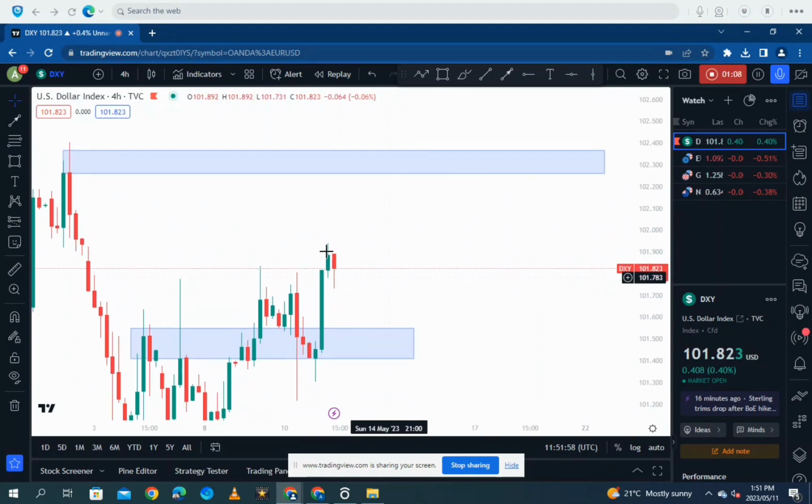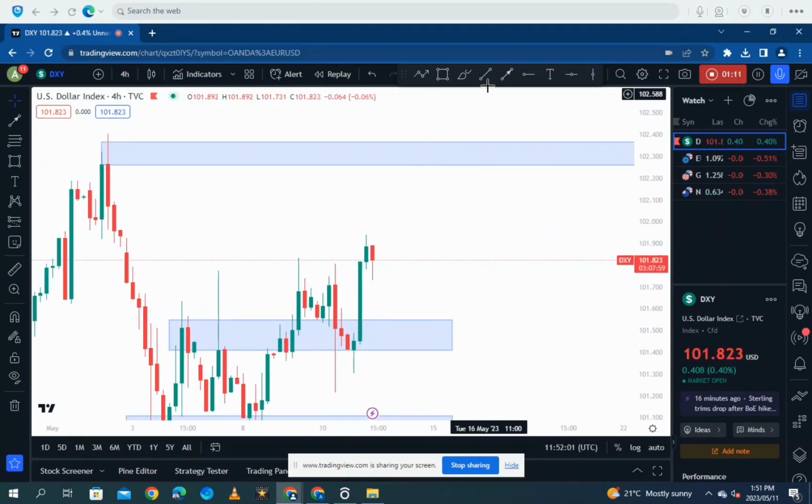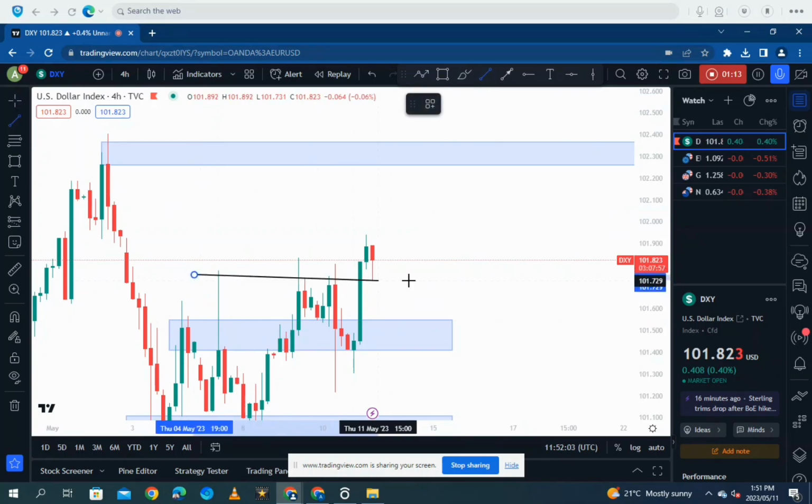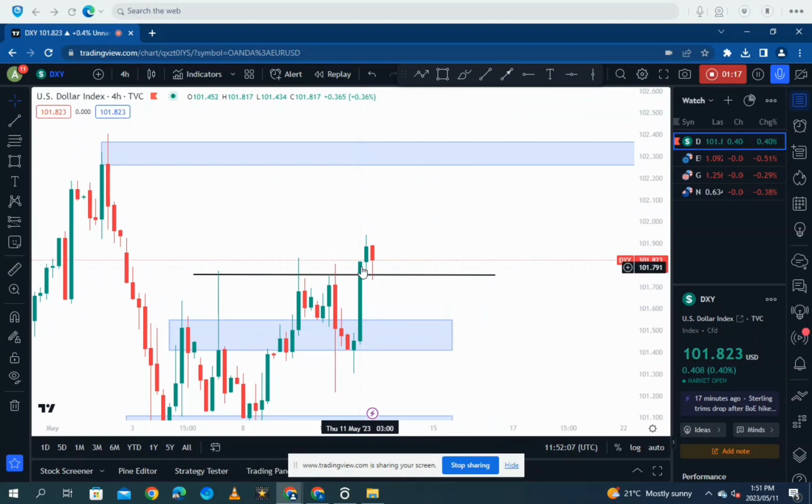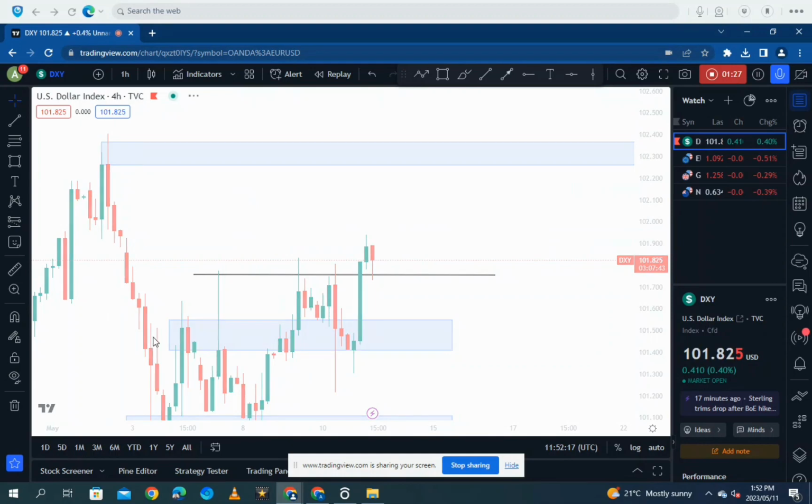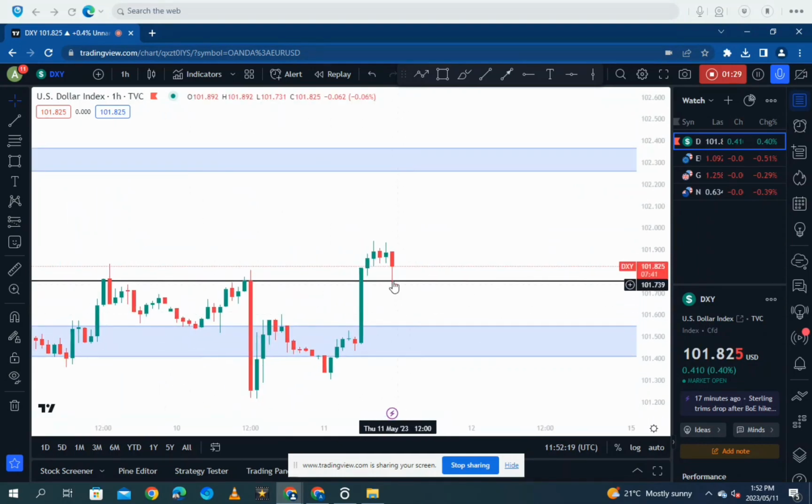But if you zoom in closer, if you look at that, let's just draw that. If you look at that, the market closed above this level here, right? It pushed, smashed through this level here, then we got a bit of a retest. This will be more visible when we go on a lower time frame. Look at that beautiful candle.